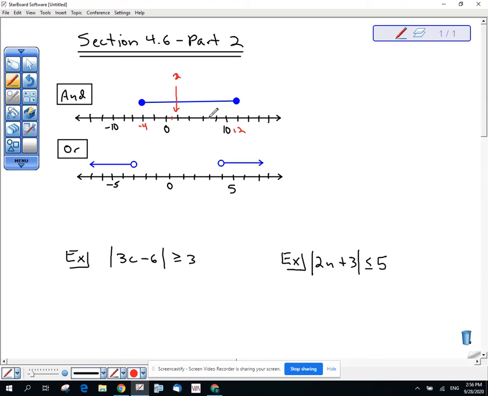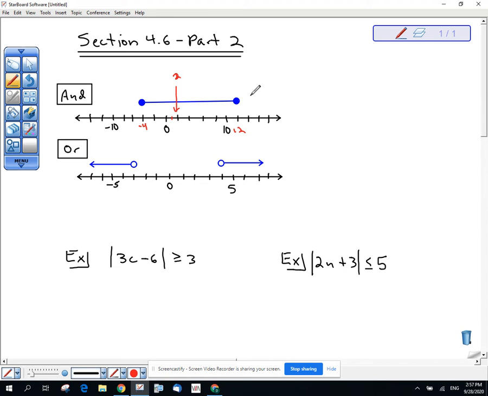4 and 6 and 7.5 and 9 and 10 and 11 and 11 and 3/4 and 11 and 9/10 and 11 and 99/100 and even 12 would be on this interval. Now remember that closed circle means including, right? So 12 would be included here. And -3 would be included, and -4 would be included. But as soon as you get outside of that, -5, while it is less than 12, it is not also greater than -4. So it's not included in this solution set.